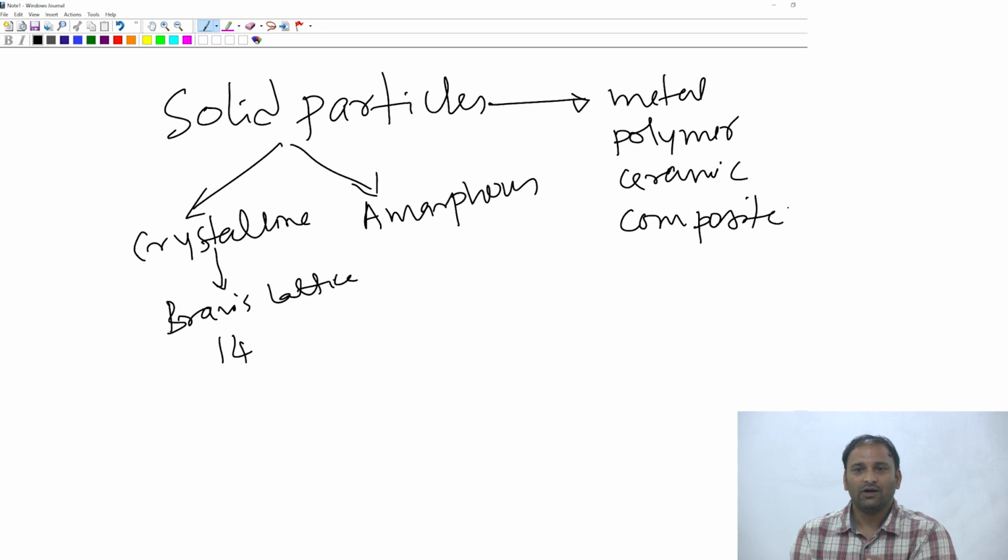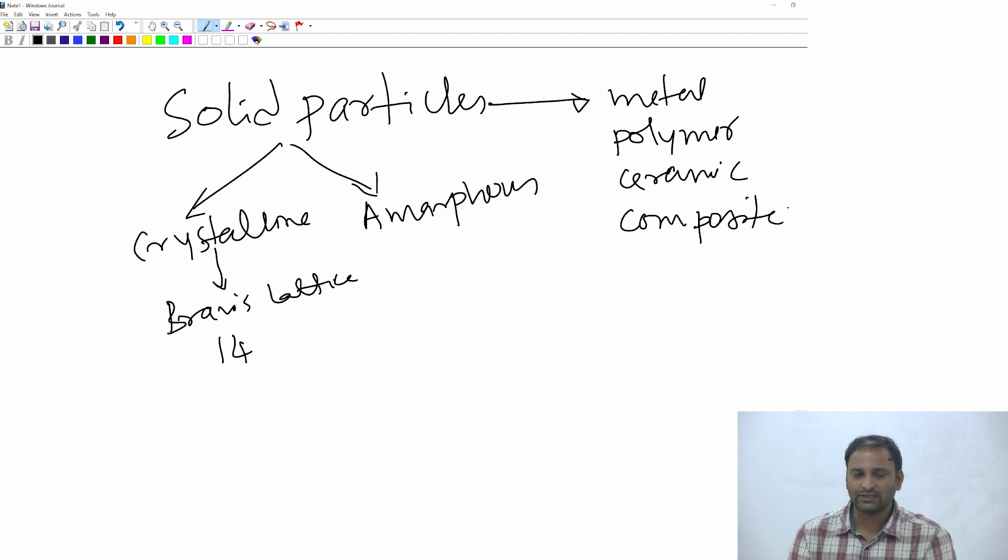So having a basic idea about the solid particles, what they are made up of, whether the bonding between the atoms that make up the particle is ionic, covalent, or metallic, all this information could be useful in some cases. And again, having an idea about the Bravais lattice could be useful in some applications.